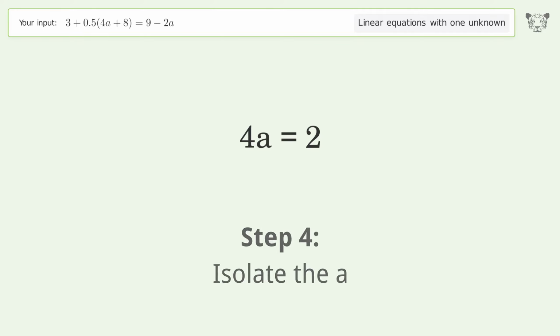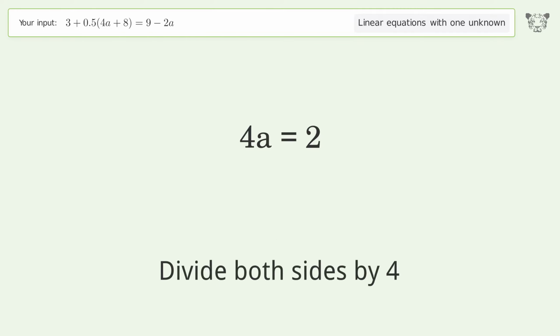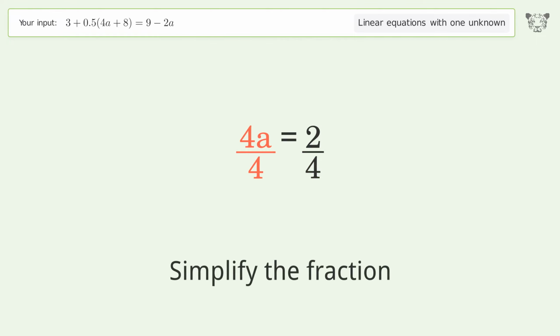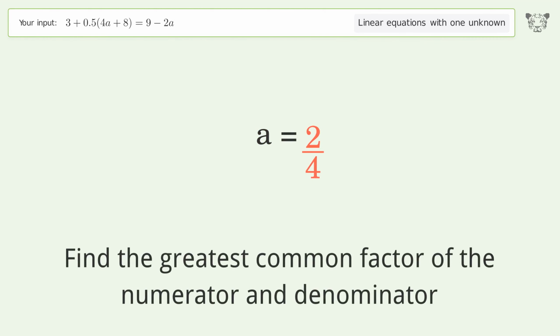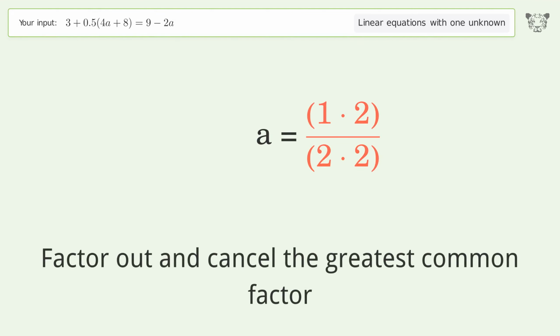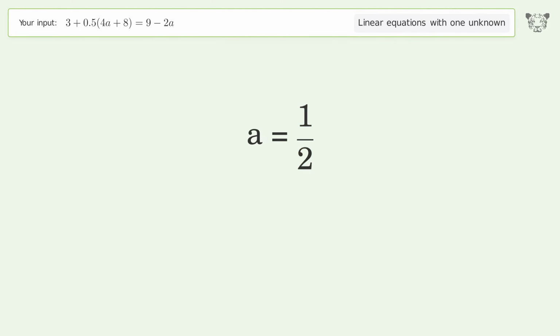Isolate the a. Divide both sides by 4. Simplify the fraction. Find the greatest common factor of the numerator and denominator. Factor out and cancel the greatest common factor. And so the final result is a equals 1 over 2.